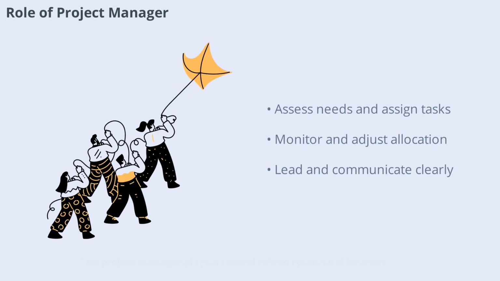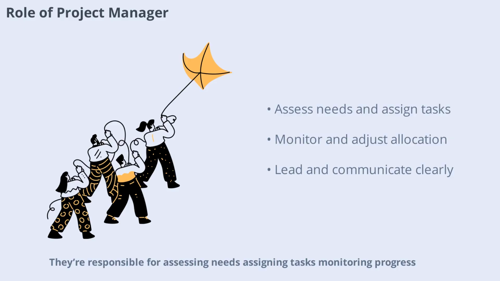The project manager plays a central role in resource allocation. They're responsible for assessing needs, assigning tasks, monitoring progress, and making adjustments as necessary. Strong leadership and communication skills are essential for ensuring resources are used effectively and the team stays motivated.